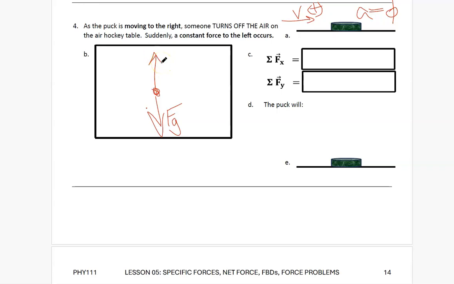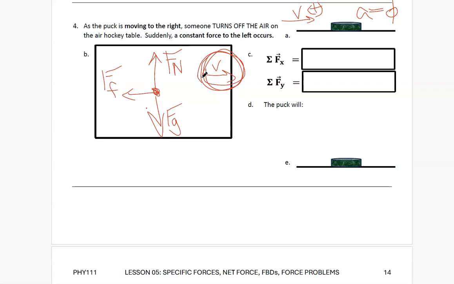Now you might say, well, wait, the air is turned off. Yes, the original normal force was provided by the air. Now the normal force is provided by the table itself. But there's still a normal force. The hockey puck's not going through the table, accelerating to the center of the earth. But we are told there is now a constant force to the left. Well, if the hockey puck was moving to the right, and it's now on a surface that does have friction, we would expect friction to happen in the opposite direction of movement.